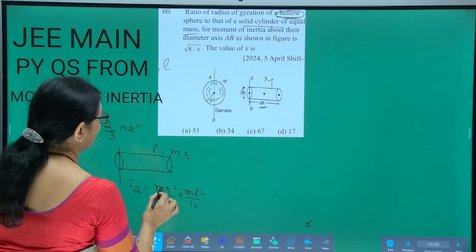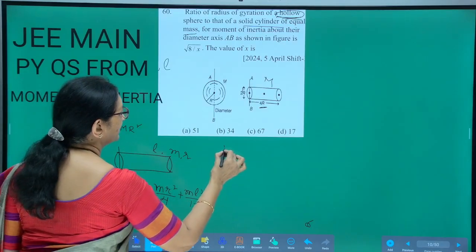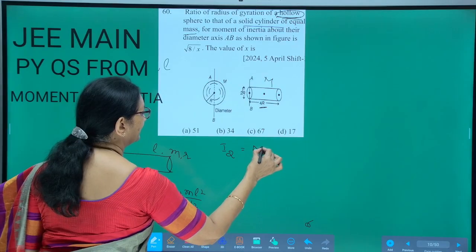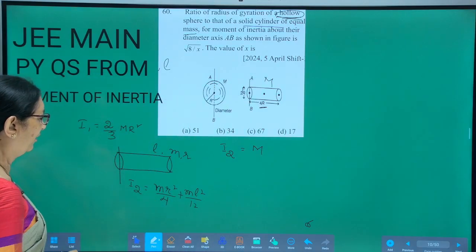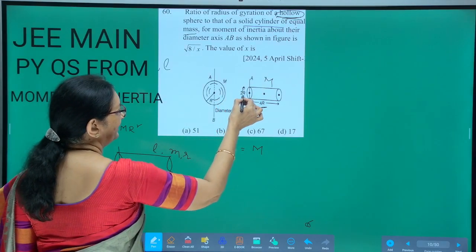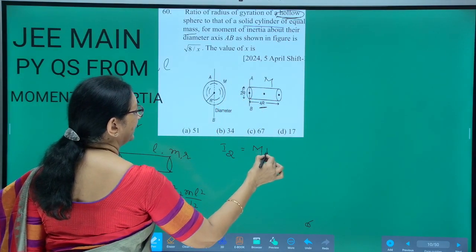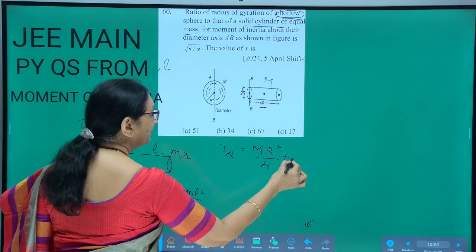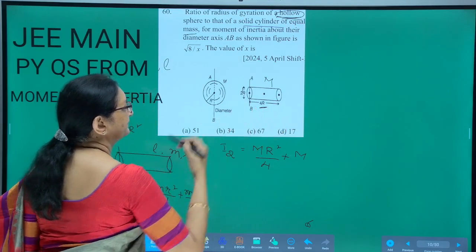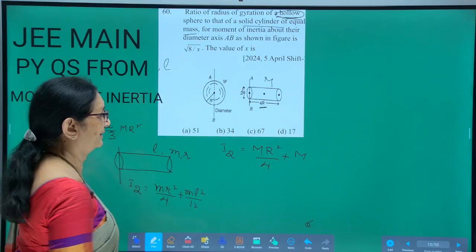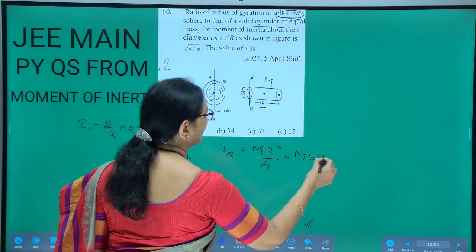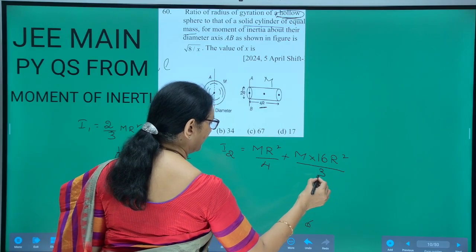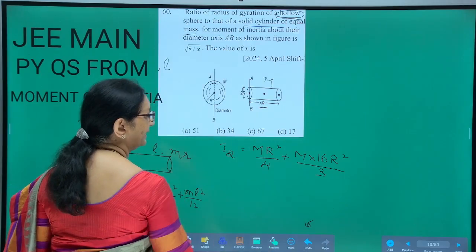Let us carefully substitute the values given. So, I2 is equal to, mass of the cylinder is given as same as that of the hollow sphere. The diameter is given as 2r, so radius is r. So, this is mr square by 4 plus m times the length of the cylinder, given as 4r. 4r square becomes 16r square, over 12.